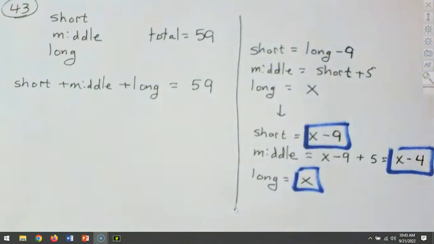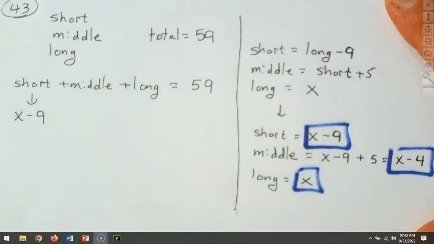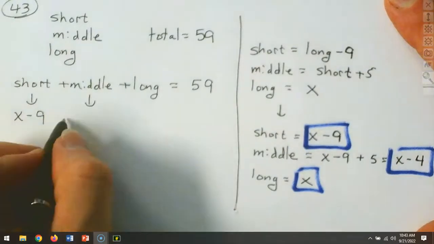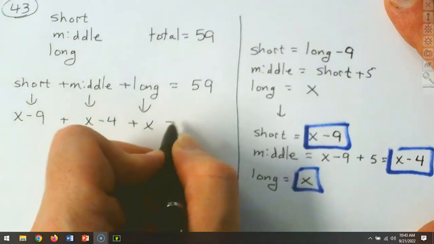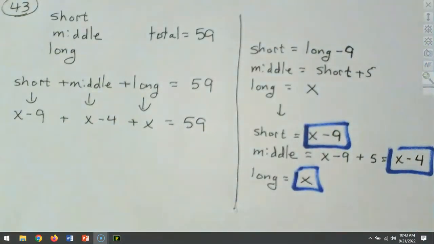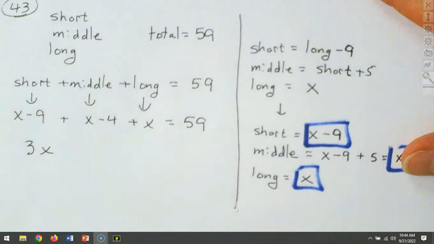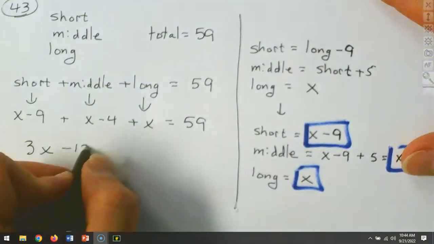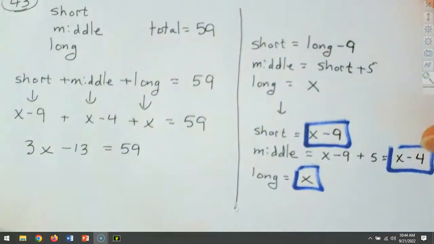Now we can plug it in. And so the short side, that's x minus 9. Middle side, x minus 4. Longest side is unknown. That is your x. Now let's go ahead and solve this. So combine. Looks like we've got 3 x's, so those can go together. We've got minus 9 and minus 4, which makes it a minus 13. And that still equals your 59.